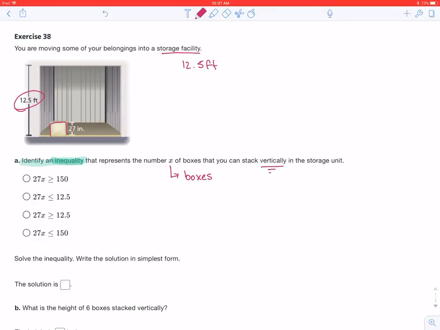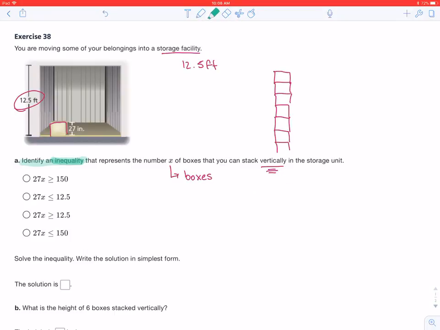We also need to know what this word vertically means. Vertically, and you could probably gauge that from the picture, refers to stacking on top of one another. So how many boxes can we stack on one another, each being 27 inches, so that they fit nicely into our storage facility? It's important to know vertically, because if you think horizontally, that's side by side, then you're going to end up getting the wrong answer. So just know that vertically means up and down, while horizontally would be side to side.